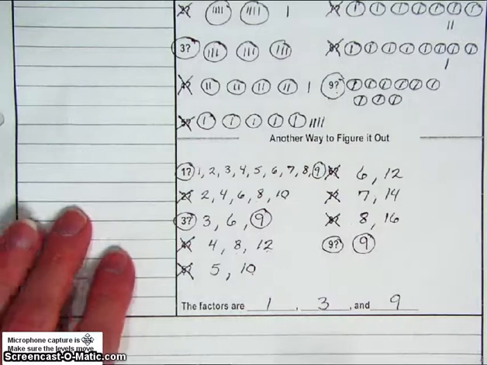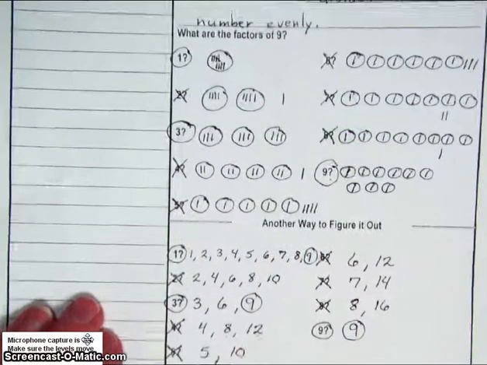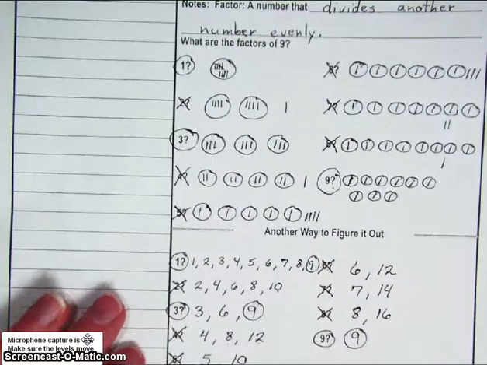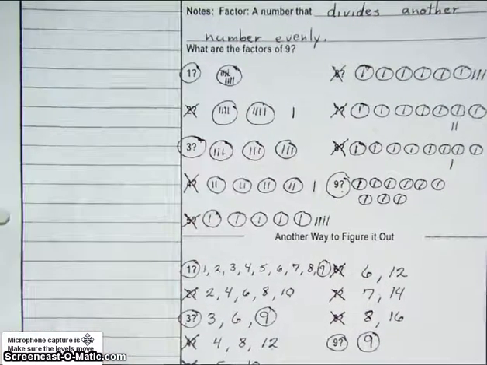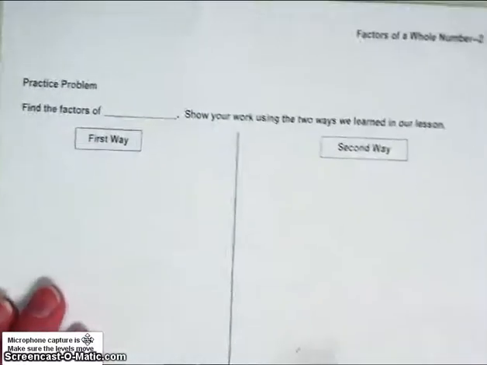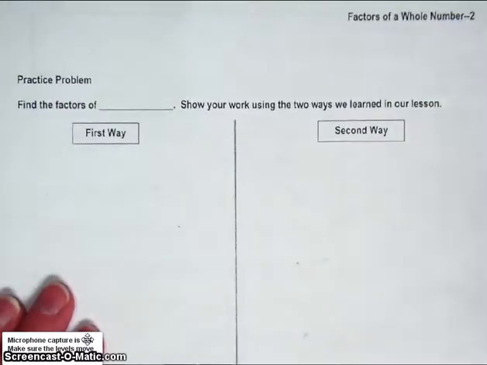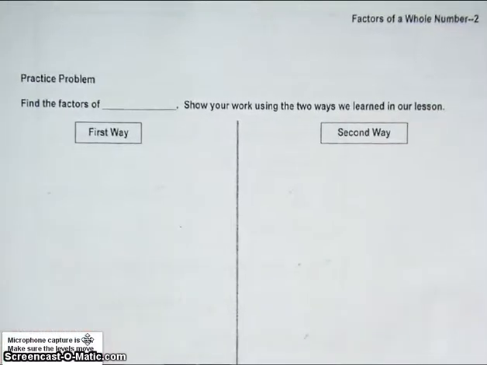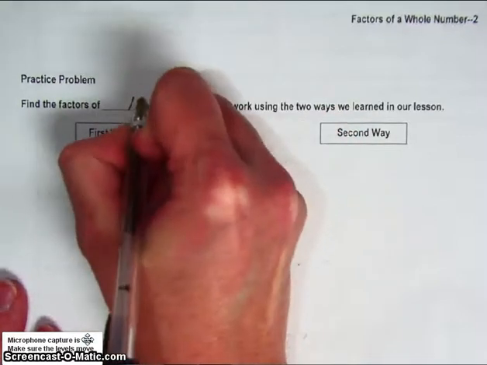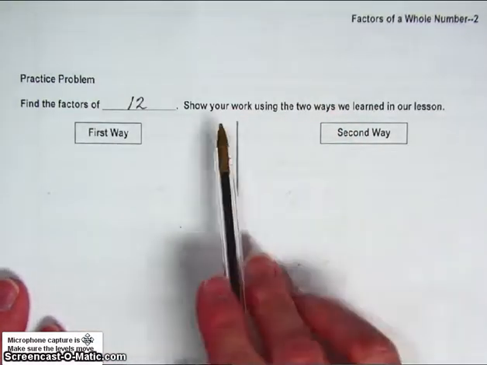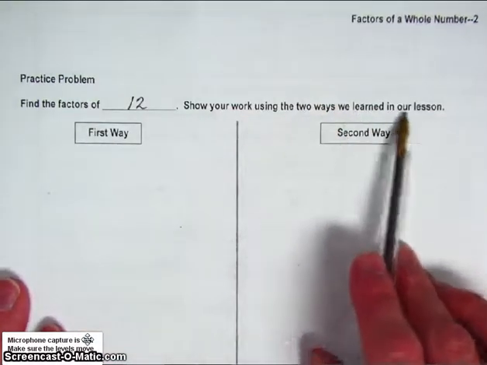So these are two different ways of finding factors of numbers. We are only focusing on whole numbers at this point. On the back of your page, there is a sample problem for you to try. So if you turn your paper over, you will see the practice problem. I need you to find the factors of 12. Be sure to show your work using the two ways we learned in our lesson.